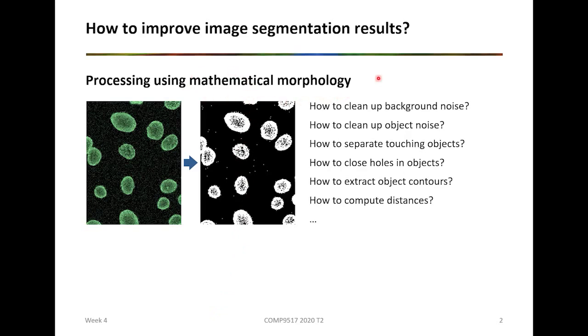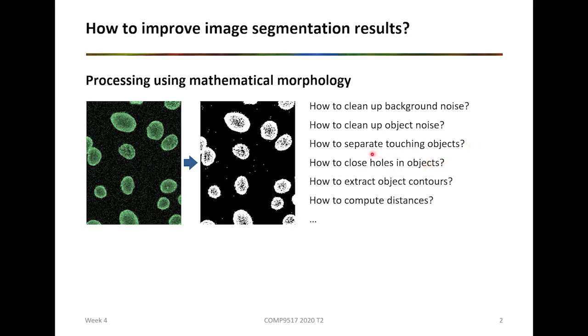What can you do with these methods? For example, clean up background noise. We've talked about this in the previous lecture. There may be lots of false positives in the background, but also lots of false negatives within the object. So how do you reduce object noise in the segmentation? Another thing that happens very often is that segmented objects are touching. And so they are considered as one object by the connected components labeling algorithm. You need to do something about this. You need to separate objects before running the connected components labeling algorithm.